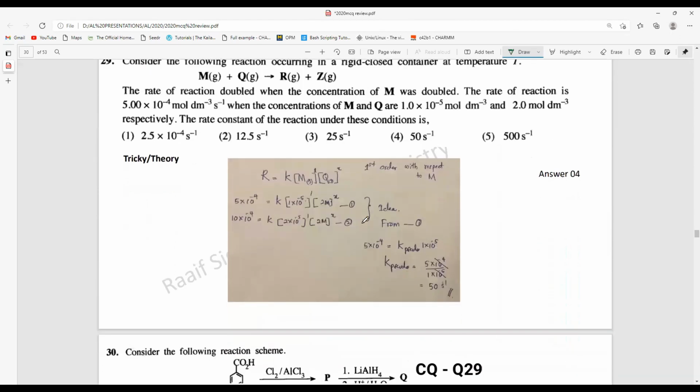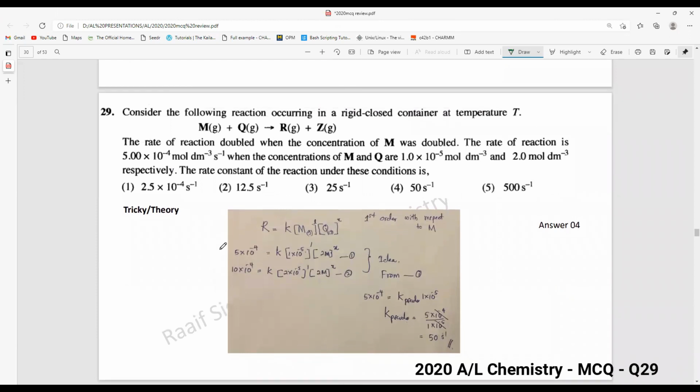Right, so let's move on to question number 29 again. Consider the following reaction occurring in a rigid closed container. They have given the reaction and they say the rate of the reaction doubled when the concentration of M was doubled. So this should remind you that when the concentration of a reactant is doubled, and the rate is doubled, it means the order with respect to this particular reactant is 1.